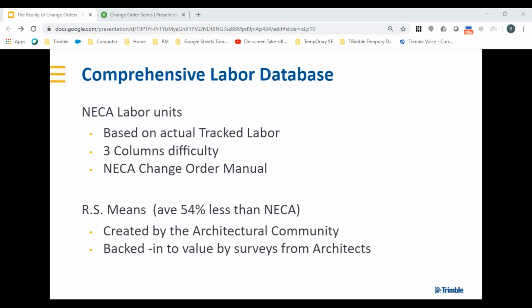Now, these NECA labor units are based on actual tracked labor. The third column is the most difficult column. There are 3 columns within NECA, 1, 2, and 3: normal, difficult, and very difficult. You don't have to jump to the very difficult right out of the gate. If you look at the change order NECA manual in the front, they explain the differences between the normal, difficult, and very difficult scenario. It's suggested in there that you use column 1 up to about a 20 to 30% completion point of the project, knowing that the project has now changed and shifted to a point where we're dealing with more obstacles, that kind of stuff. So we shift to column 2, then we make a shift to column 3 at that 50 to 60 percent completion point of the project.